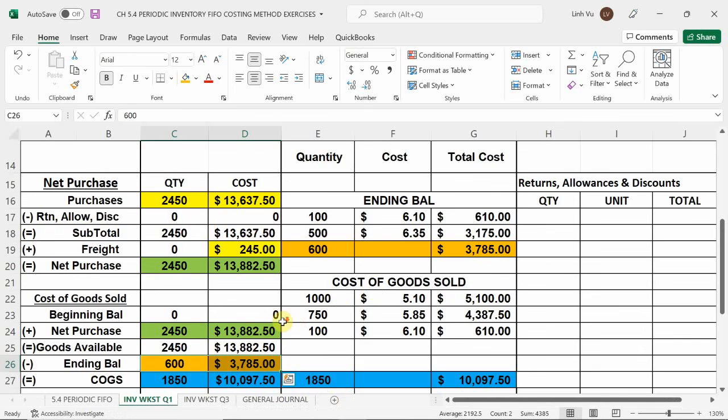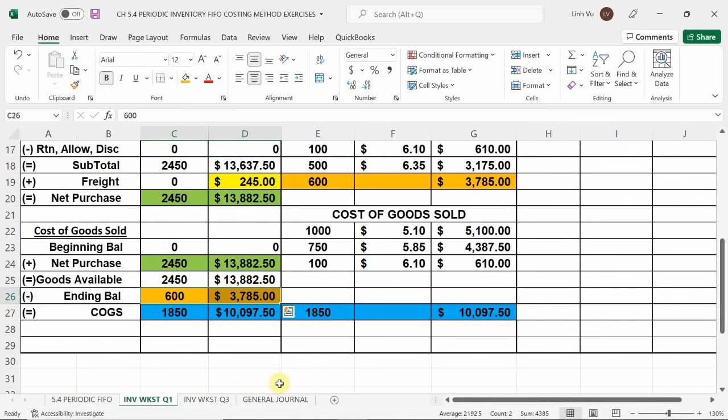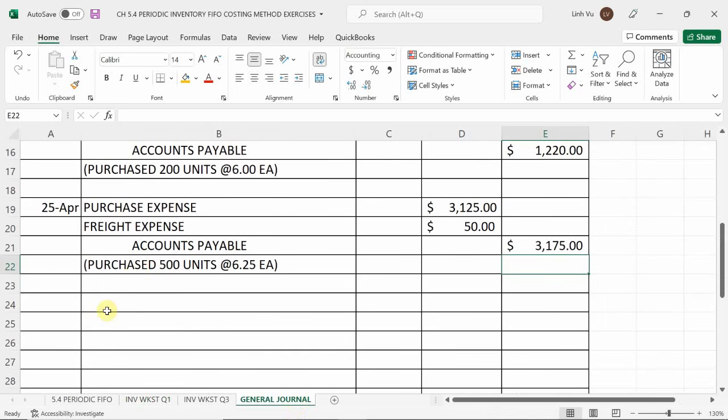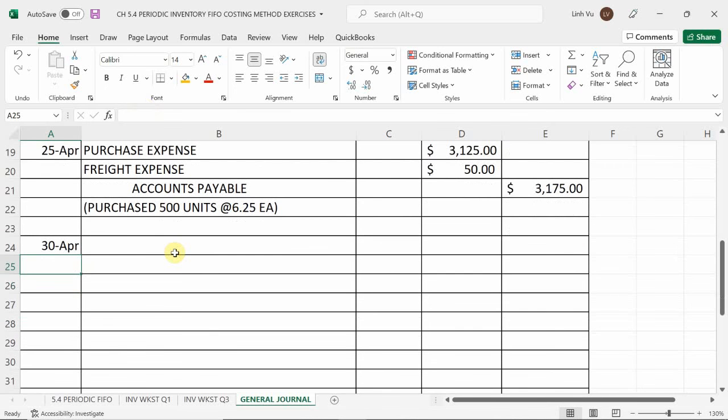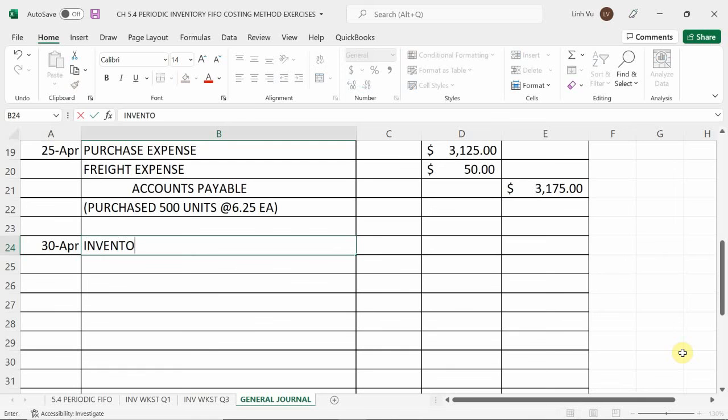So again, last step that we have to do is our conversion entry. Okay? So it is April 30th. We need to convert our purchases into inventory and cost of goods sold. So in this case, I need to have first my ending inventory. Next is my cost of goods sold, because I never calculated how much it cost me to sell my items until the very end. And I need to zero out my purchase expenses and my freight expense.